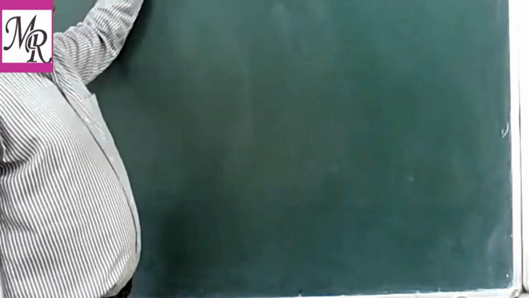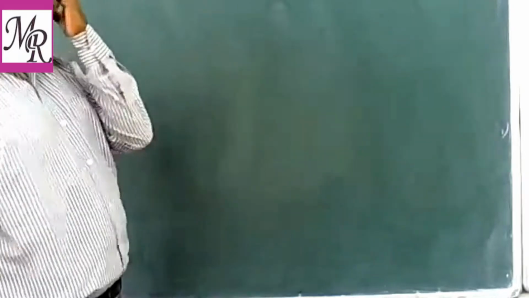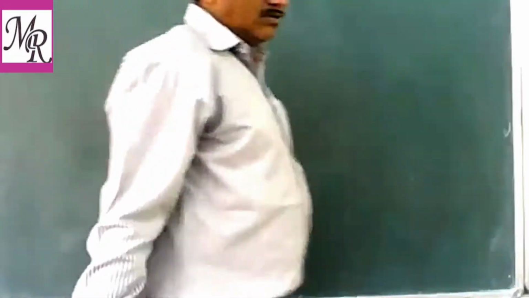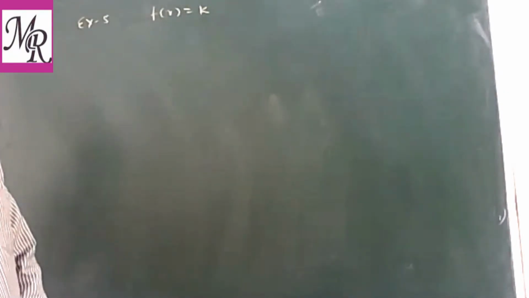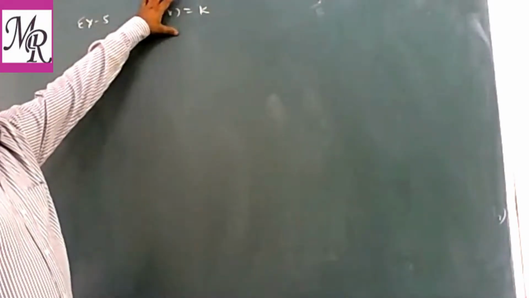You can keep any value of x, the value of y will not change. That is known as the constant. So we can say for what values of x the given function is continuous. Clear? So you can say this function is defined for every real value.